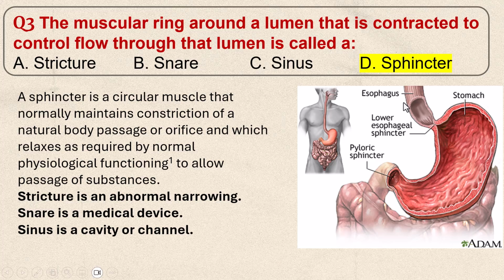So here you can see in the abdomen there are 2 sphincters. One is the lower esophageal sphincter, the other one is the pyloric sphincter. This sphincter allows the food movement in one direction. Similarly, there are many other sphincters all over the body. You can learn them in the forthcoming videos. Stricture is an abnormal narrowing. Snare is a medical device. Sinus is a cavity or channel. So for this question, the correct answer is D, sphincter.